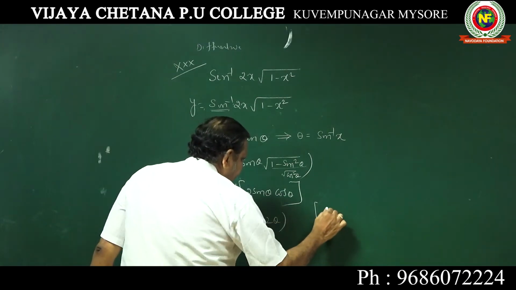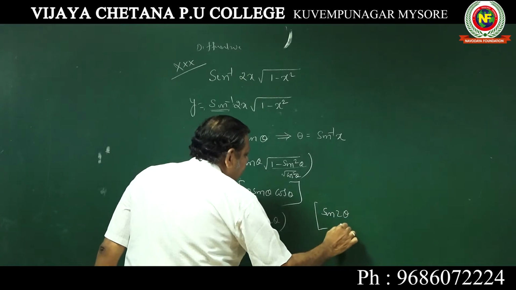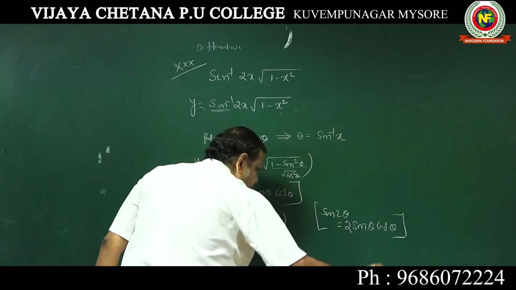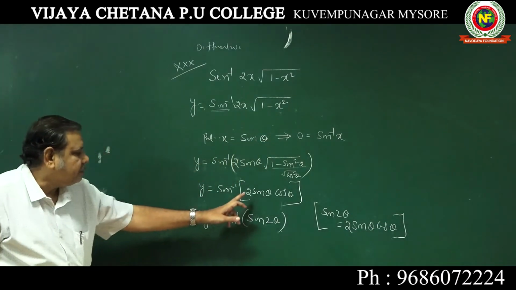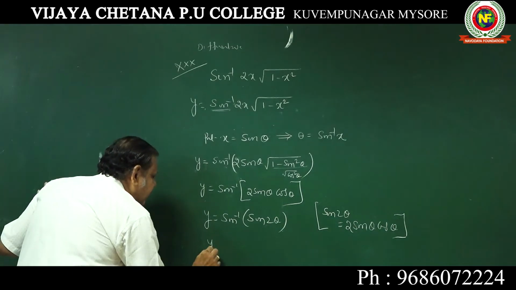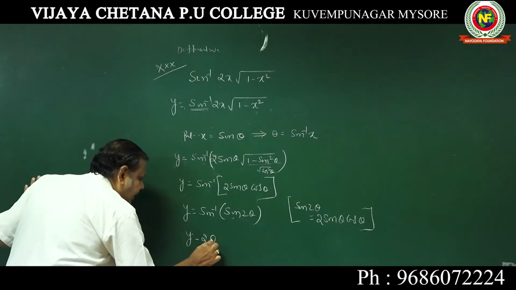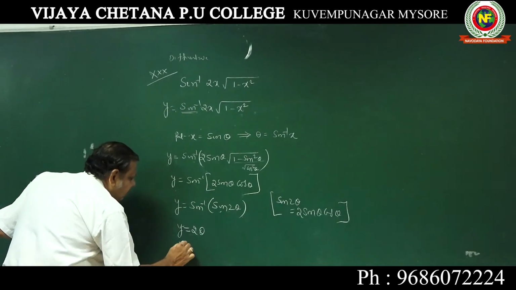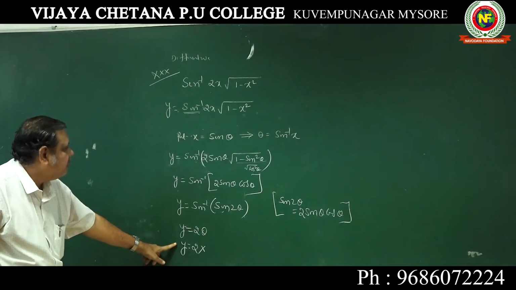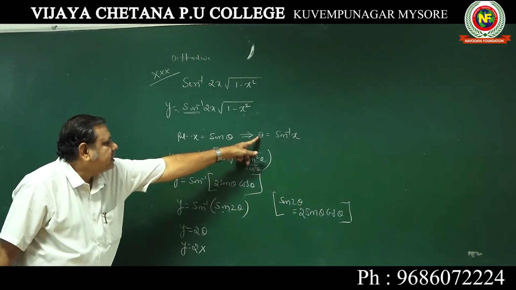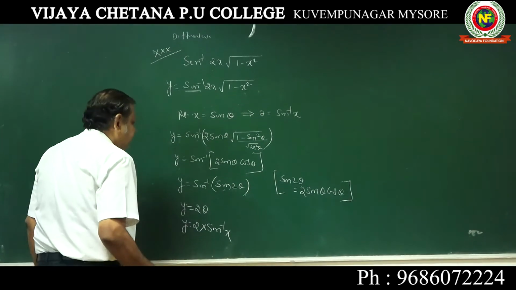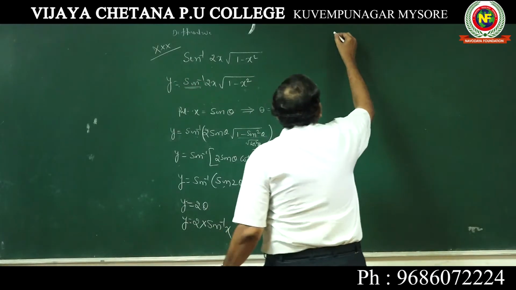Note down, sin 2 theta is nothing but 2 sin theta cos theta. We are putting sin inverse of sin 2 theta, and you know sin inverse of sin function is nothing but 2 theta, so y is equal to 2 theta. Don't differentiate dy by dx yet, y only. What is theta? Theta is nothing but sin inverse x. Now you differentiate dy by dx.